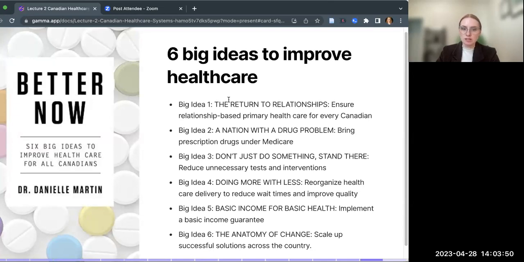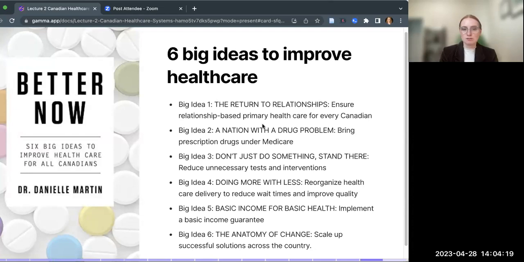Big idea number two is a nation with a drug problem, so bringing prescription drugs under Medicare. Dr. Michael Law will be talking to us about that tomorrow. That's a big piece of his work, because I think we have all seen patients not be able to afford medicines, and the impact that can have on their overall health outcomes and the cost to the health system downstream if they're not able to take really important medications, potentially life-saving medications.